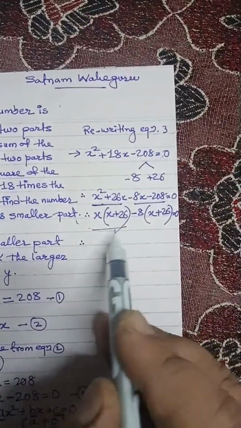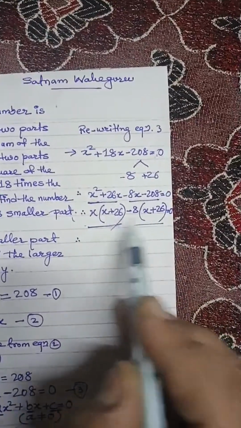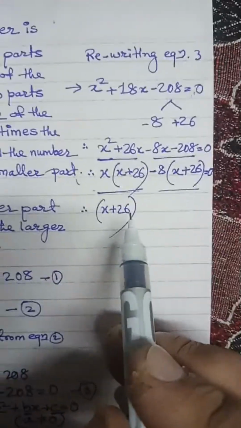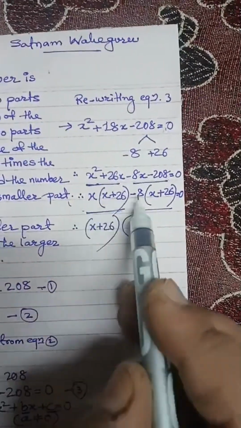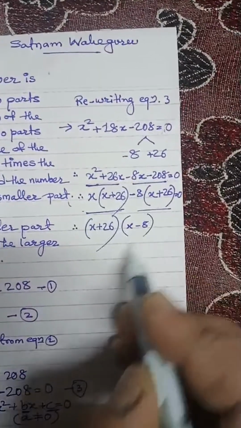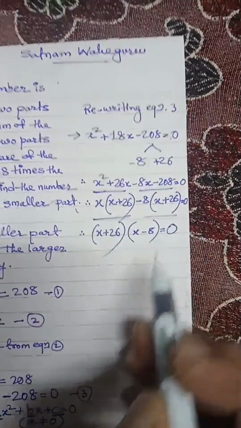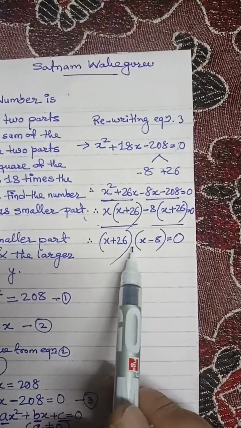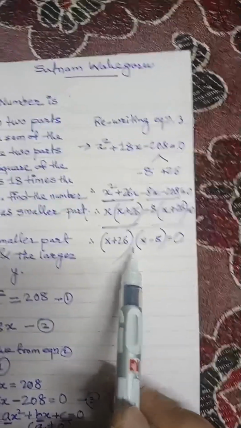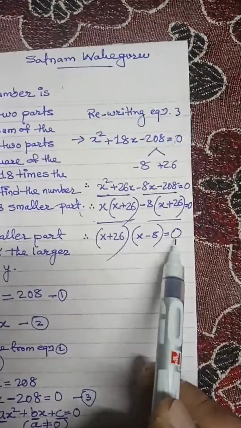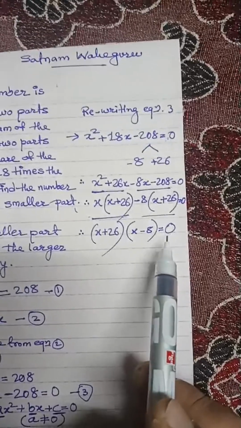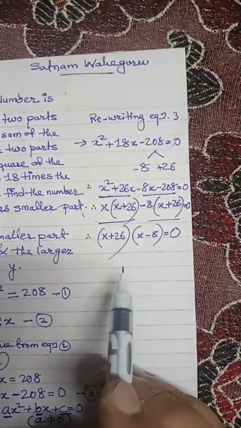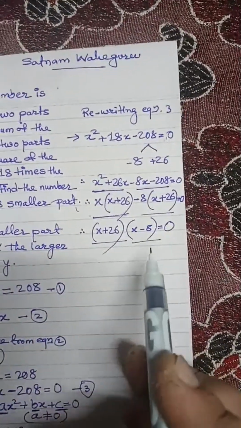Now you see this first term and this second term has something in common, which is x plus 26. So we'll take that common, and inside we have been left with x minus 8 equals to 0. Now here there are two brackets. Between them is a multiplication, because nothing is mentioned means multiplication, and the answer is 0. So it is a product of two numbers which is equal to 0. The first number is this and the second number is this.